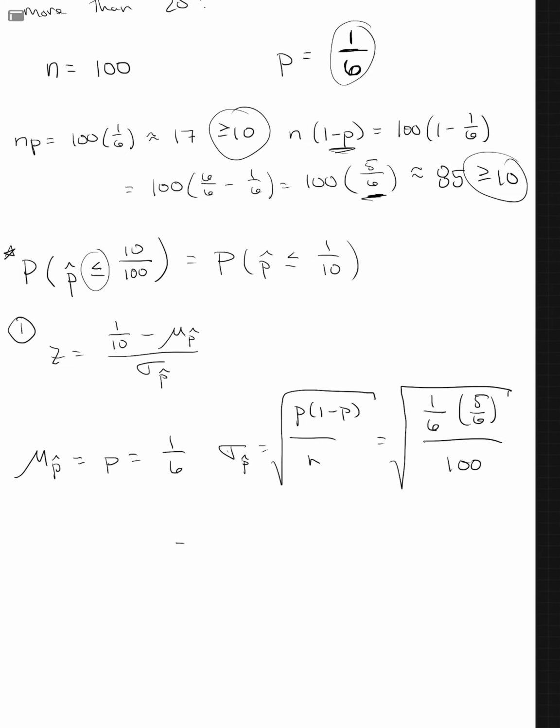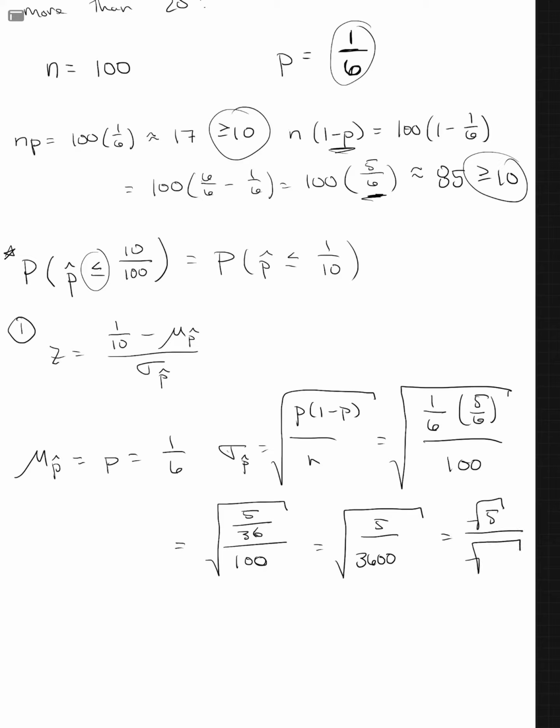So this is going to be the square root of 5. When you're dividing a fraction by a number, that can just become multiplying the denominator by that number. We can simplify radicals like this. The main reason we'd want to do that in this case is that that's a perfect square down on the bottom. So that means that z here is going to be 1/10 minus 1/6.